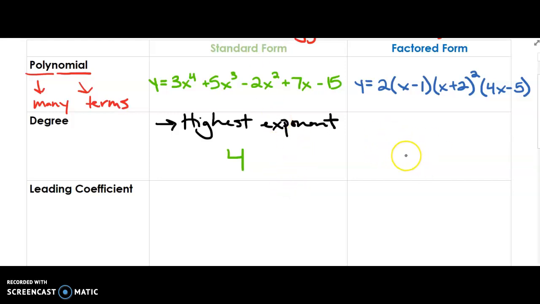We can still determine the degree of a polynomial even when it's in factored form. It's just a little bit more complex. And the way we're going to do that is just by adding our exponents.